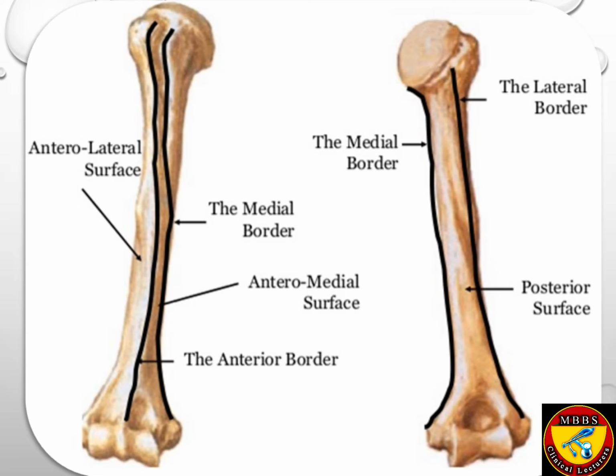Again, lateral border, medial border. In between the medial and lateral border, this is the posterior surface, which is marked by the radial groove. Here you can see this is the medial border, and this is the anterior border. In between these two is the anterior medial surface. And this is the lateral border, and this is the anterior border. In between these two is the anterior lateral surface.